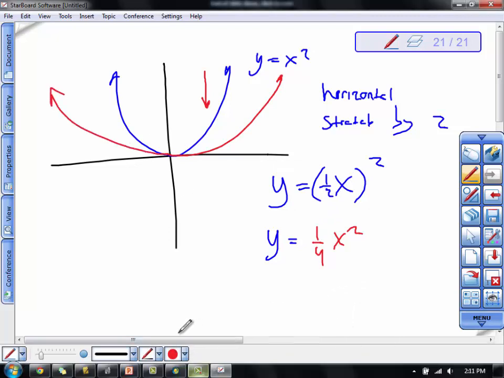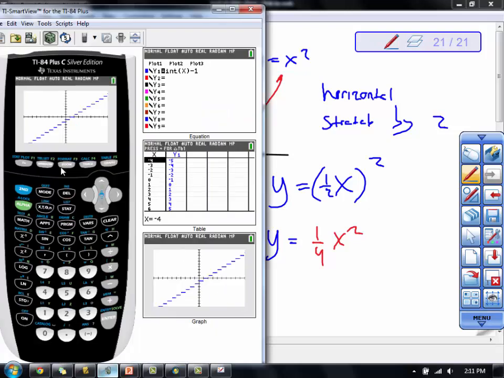You can graph both of these in the calculator just to make sure. So go to y equals and graph x squared, and then graph, however you want to graph it, I'll graph it this way, 0.5x, and then it's all squared. One's blue, one's red, and the red one should be fatter, it should be wider. So you can always check these if you're on the calculator portion.